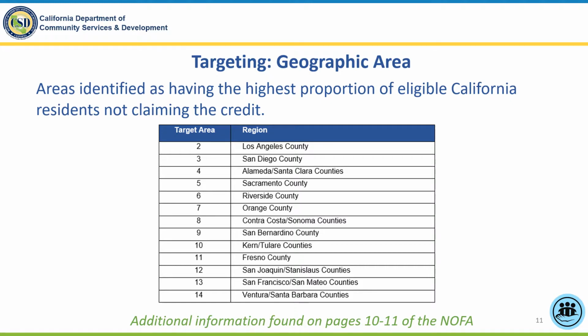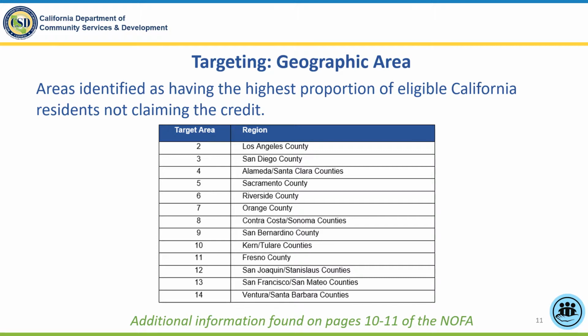Another targeting requirement is the geographic areas to be served. CSD identified 15 target areas shown in the table that will serve as geographic boundaries to ensure the greatest coverage across the state. Target areas are also outlined in the NOFA as Appendix 1, Map of Target Areas 2 through 14. Maps of Target Areas 1, statewide, and 15, rural, were not created. Feel free to email the CSBG Division inbox at csbgdiv@csd.ca.gov if you have any questions pertaining to these geographic regions.